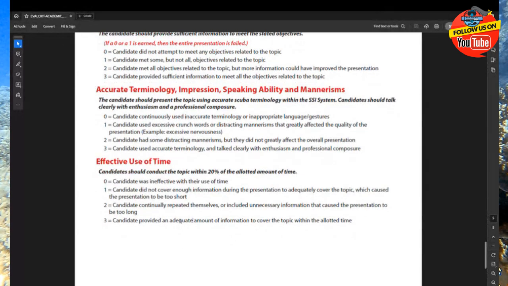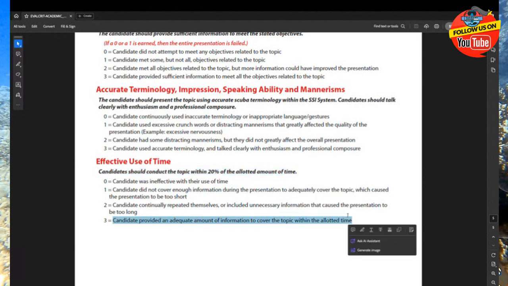Certainly you want to do the best you can, but here's the interesting one. Candidates should conduct the topic within 20% of the allotted time. Now, Nikki passed on this one, but there are certain subjects where they can't be covered in the allotted amount of time. You give them 10 minutes, and it's this deep subject, and it can't be done in 10 minutes, not effectively. So candidate provided an adequate amount of information to cover the topic within the allotted time.